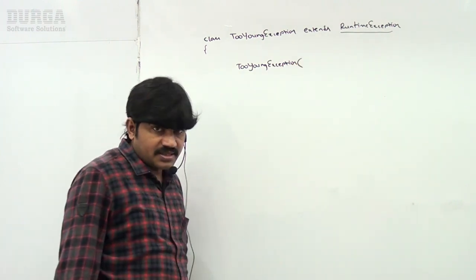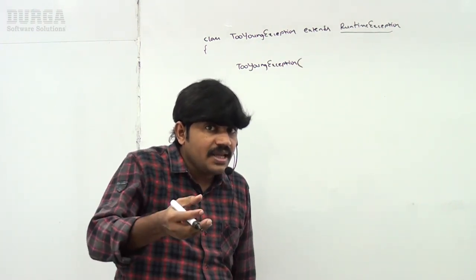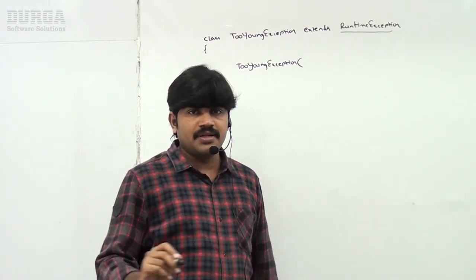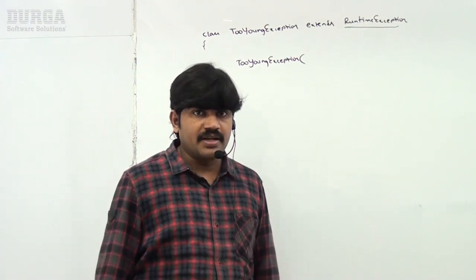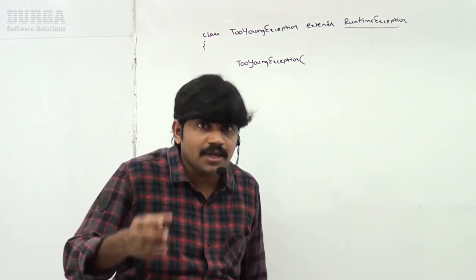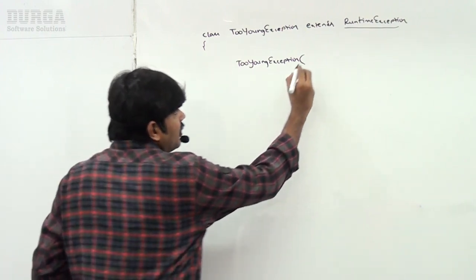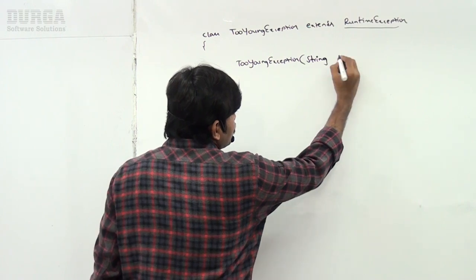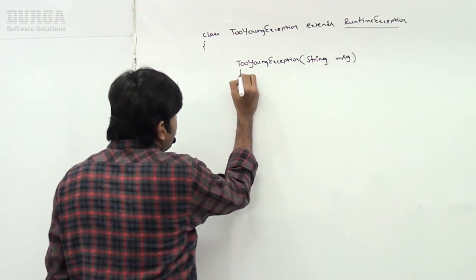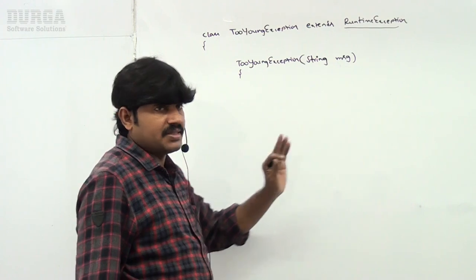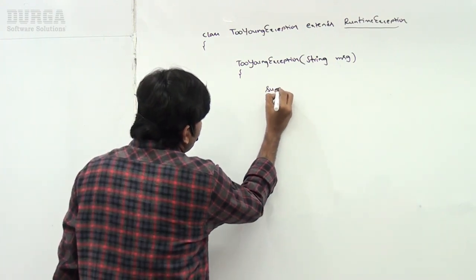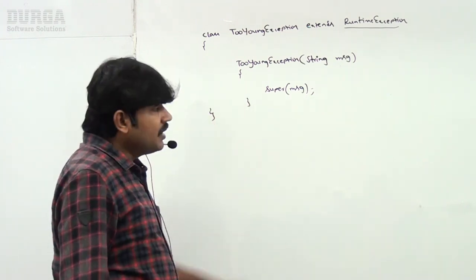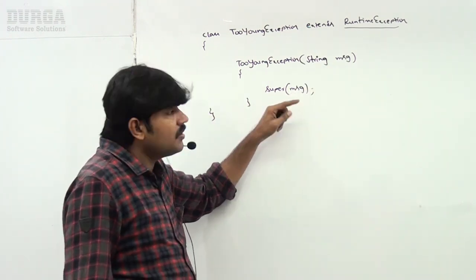Now I am defining the constructor. Do you want to pass any message description for your exception? Yes, I want to provide some description. If you want to provide a description, compulsorily we have to take an argument. I'm taking String msg, any variable name. Here I'm writing super(msg). That's all. I'm passing this message description to the parent class.